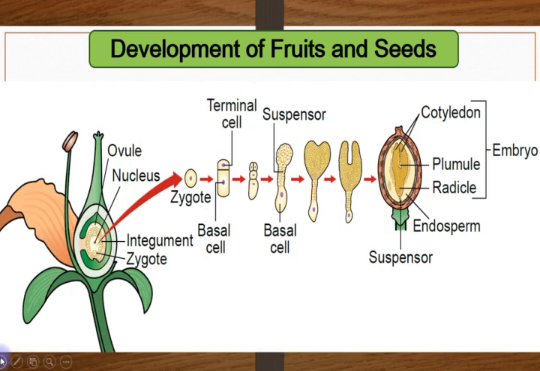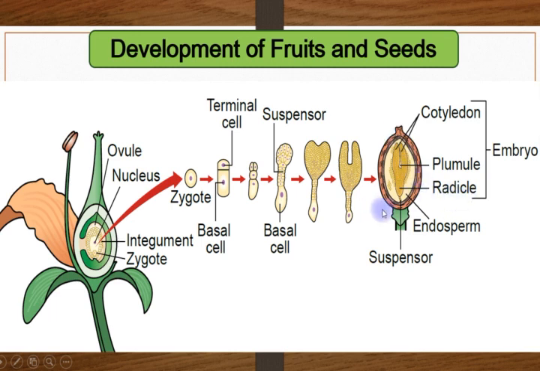Let's take a look at the diagram of the development of the seed. After double fertilization, the diploid zygote undergoes mitosis and forms a terminal cell and a basal cell. The terminal cell develops into the embryo, while the basal cell develops into the suspensor. This is the embryo and this is the suspensor. The embryo consists of cotyledon, plumule, and radicle.